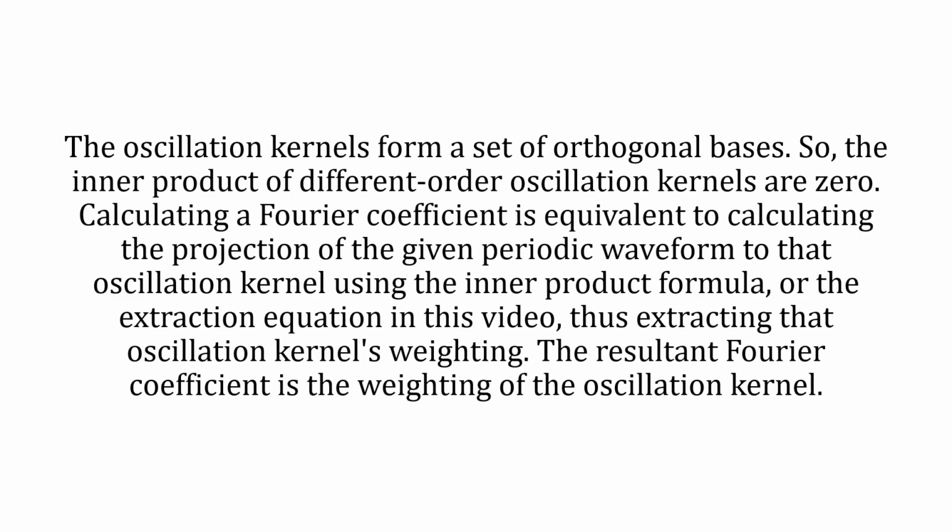The oscillation kernels form a set of orthogonal bases. So, the inner product of different order oscillation kernels are 0. Calculating a Fourier coefficient is equivalent to calculating the projection of the given periodic waveform to that oscillation kernel using the inner product formula, or the extraction equation in this video, thus extracting that oscillation kernel's weighting. The resultant Fourier coefficient is the weighting of the oscillation kernel.